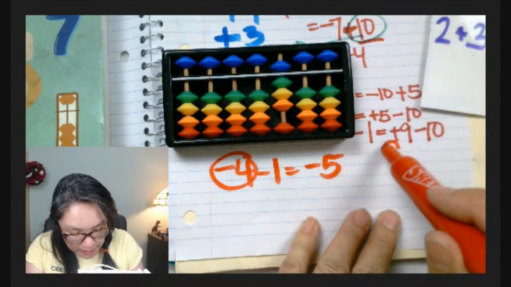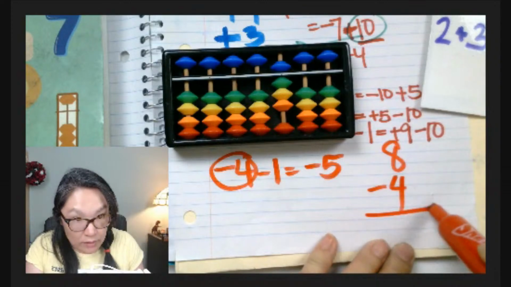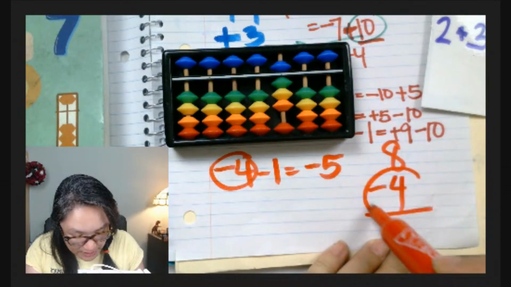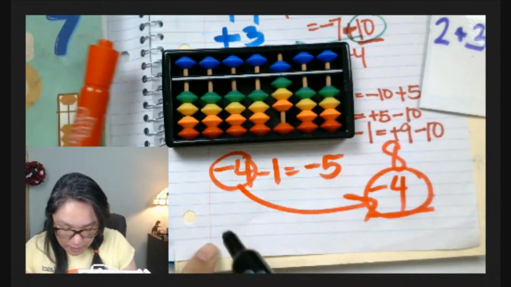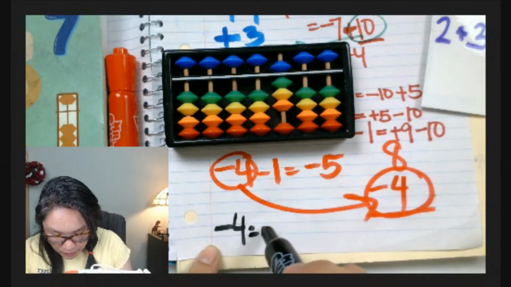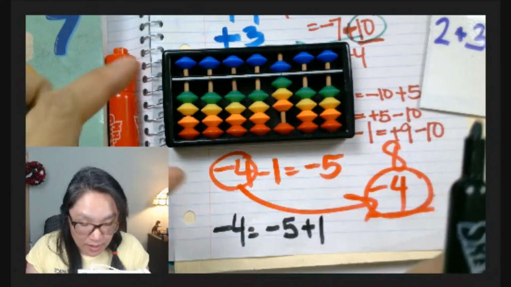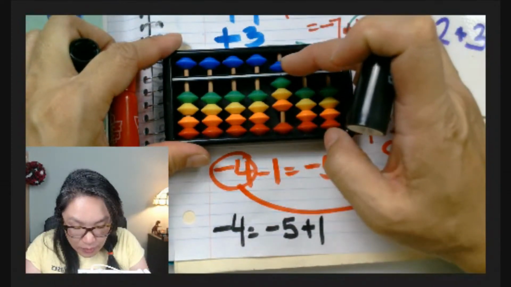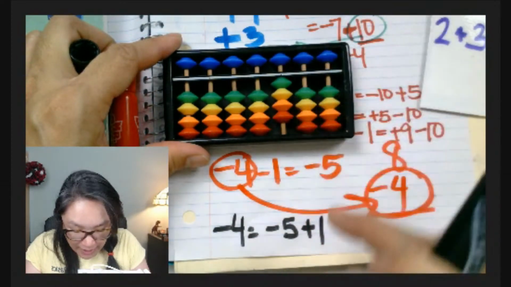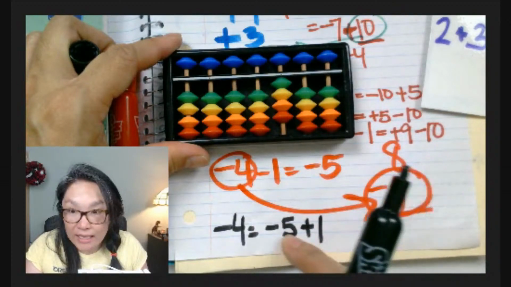Because my question is 8 minus 4. I'm going to isolate the variable. When I do that, now I got to do minus the 4 equals minus the 5 plus the 1. Why am I doing that? Because now I know all I got to do is take away the 5 and add the 1. I have directions how to add and subtract.